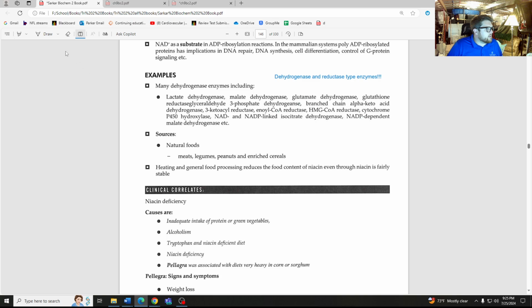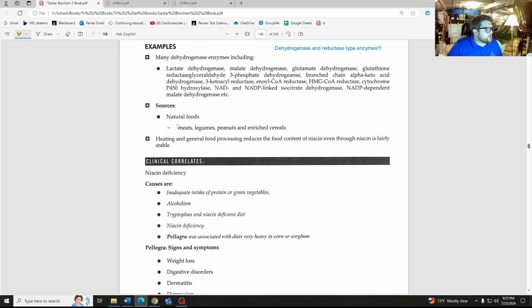We get vitamin B3 from meats, legumes, peanuts, enriched cereals. Commonality: meats, legumes, those cereals. And same as the other ones, heating and general food processing reduces the food content of niacin, even though niacin is fairly stable.